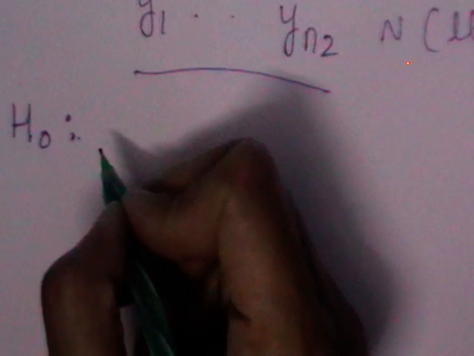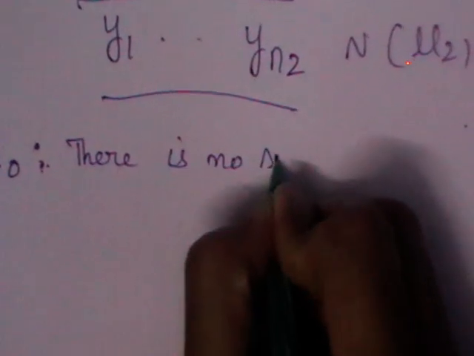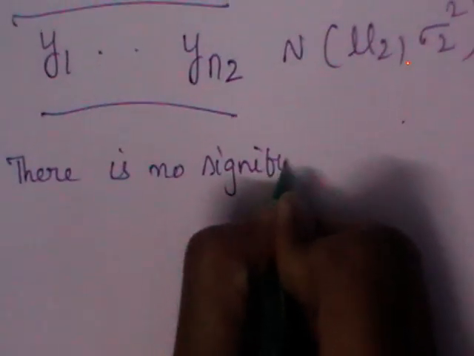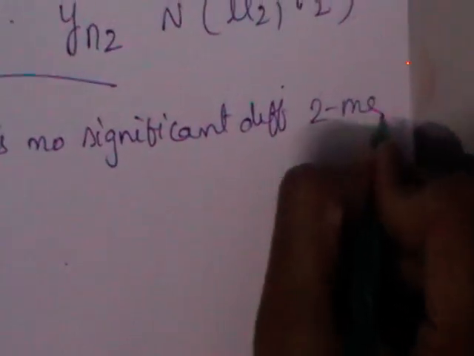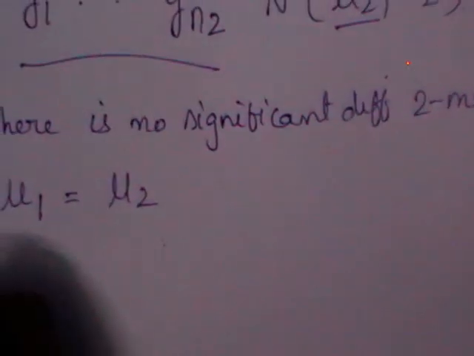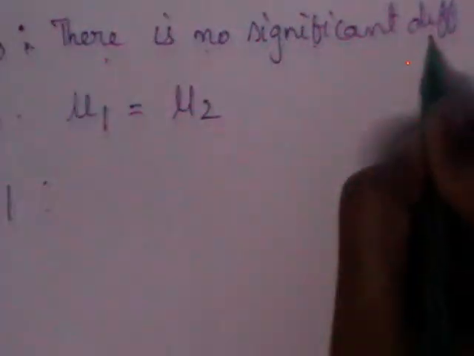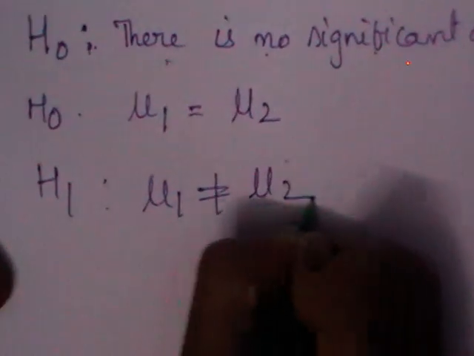What is a null hypothesis? The null hypothesis is always a hypothesis which is neutral. Here you always start with the words: there is no significant difference between the two means. That is H naught, such that, what are the two means here? Mu1 comma mu2. So mu1 is equal to mu2. What is the alternative hypothesis? There is a significant difference between the two means, which is nothing but mu1 not equal to mu2.